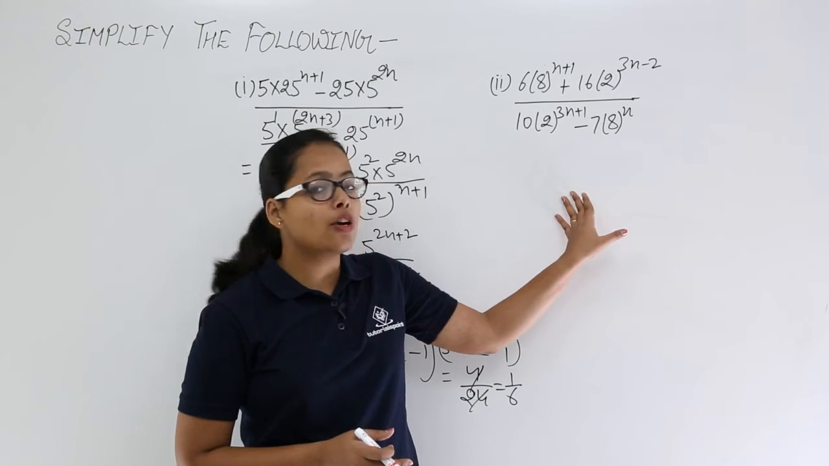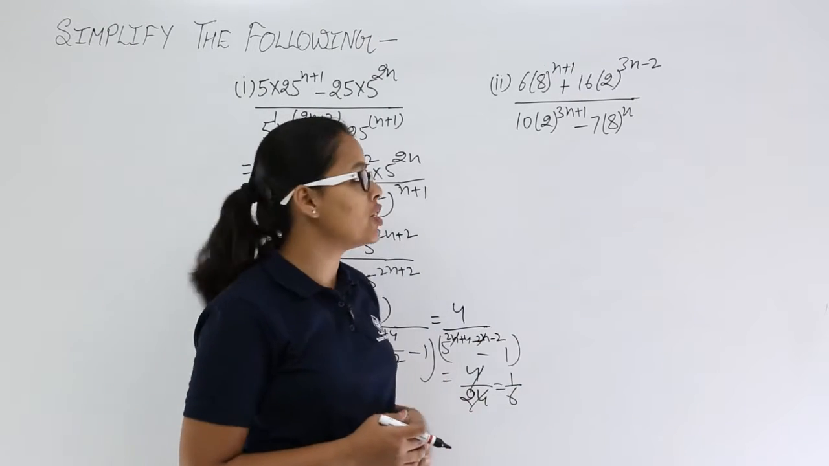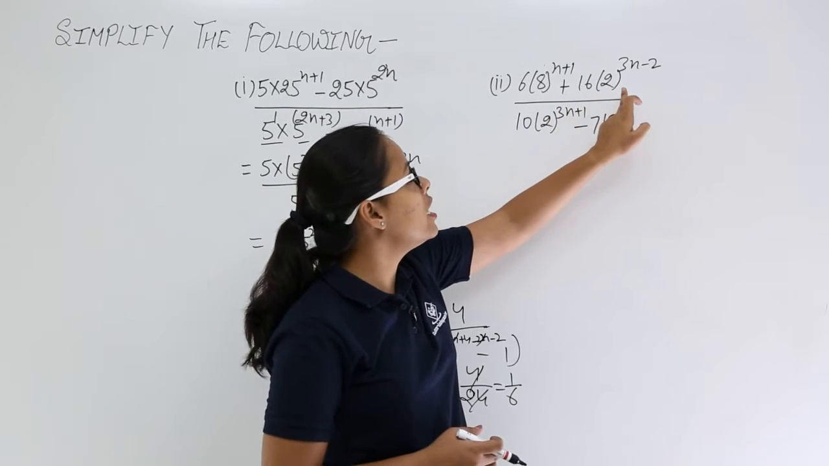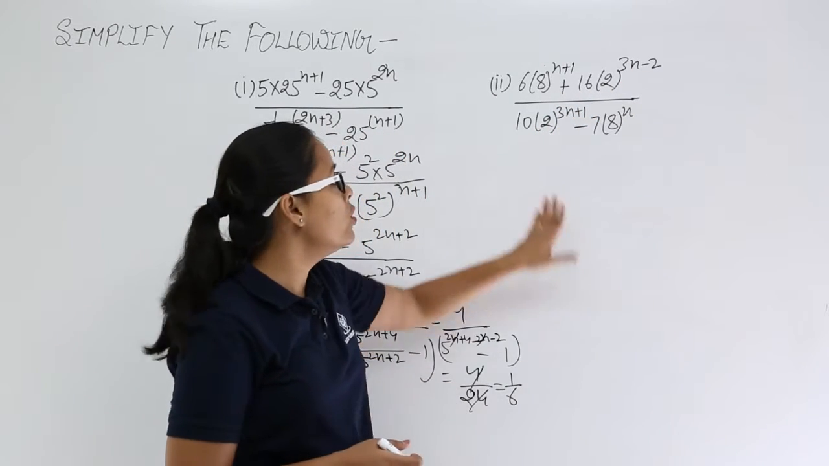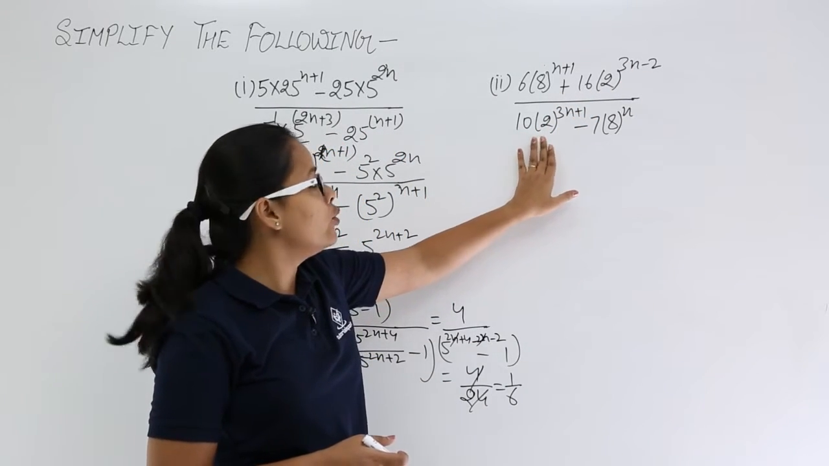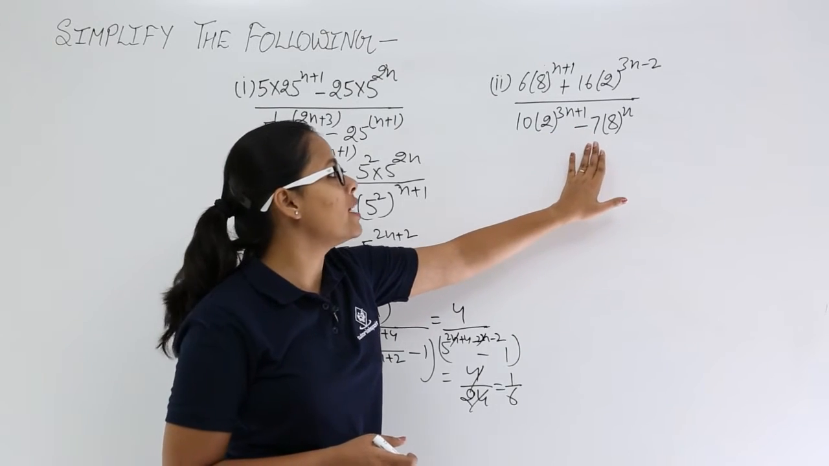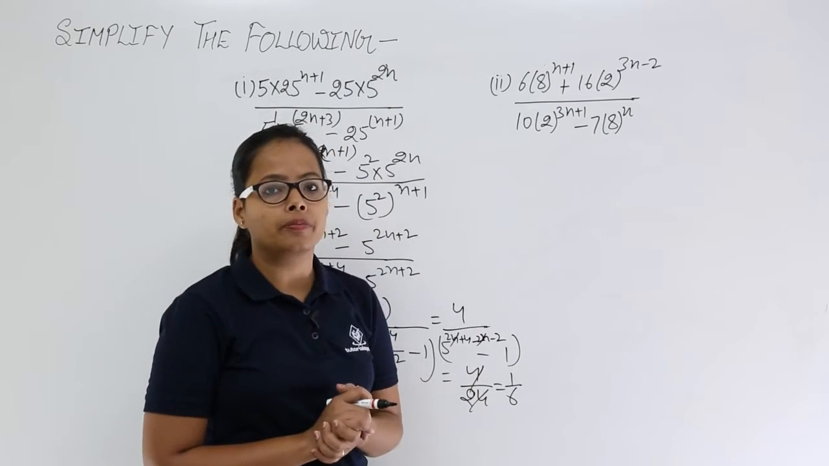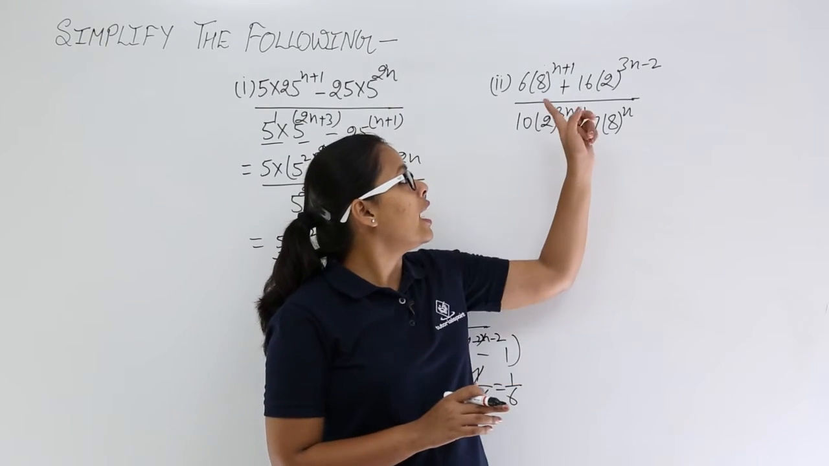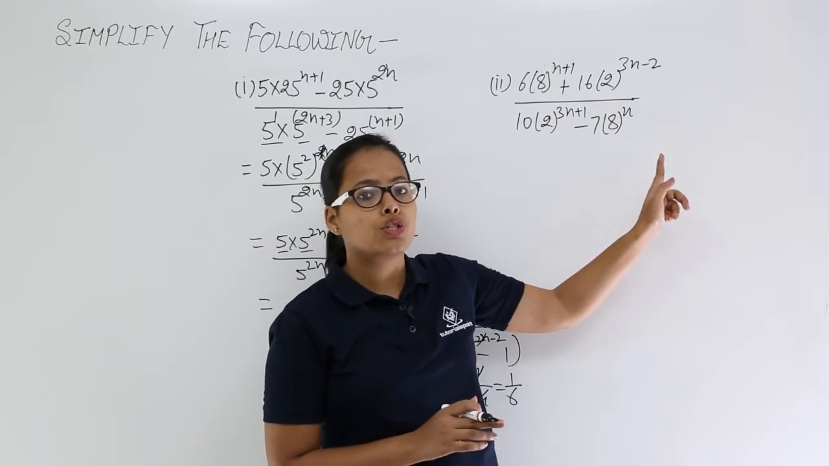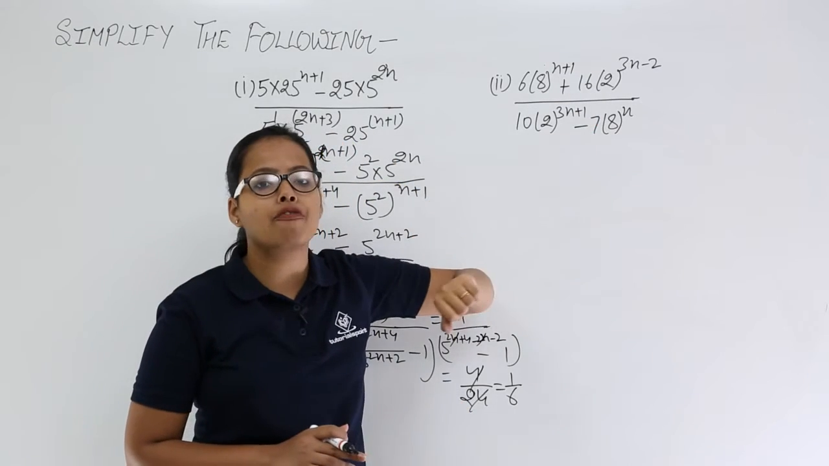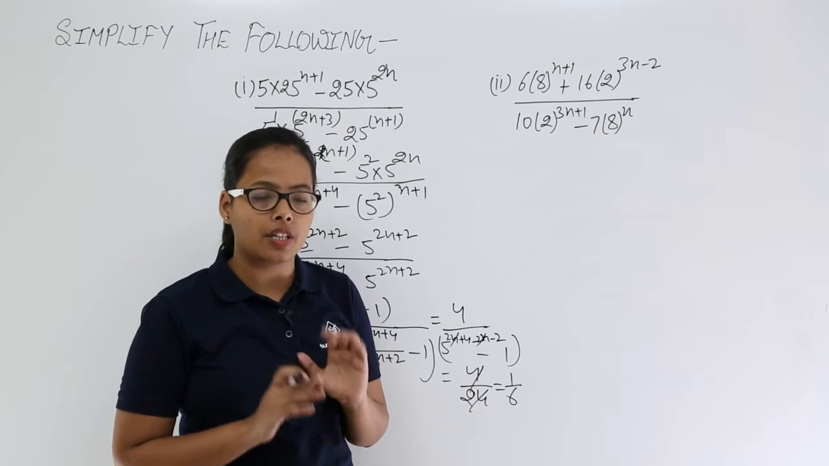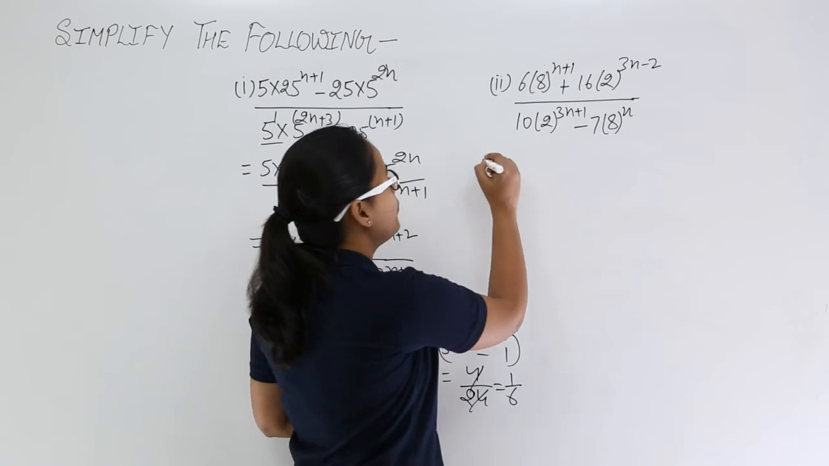Now let's do the same thing for this expression, which is 6 into 8 raised to power n plus 1 plus 16 into 2 raised to power 3n minus 2, divided by 10 into 2 raised to power 3n plus 1 minus 7 into 8 raised to power n. So what are you going to do here? You can see that there are powers of 2, so you'll write 8 in the form of a power of 2 so that you can easily simplify the expression. Let's start doing that.